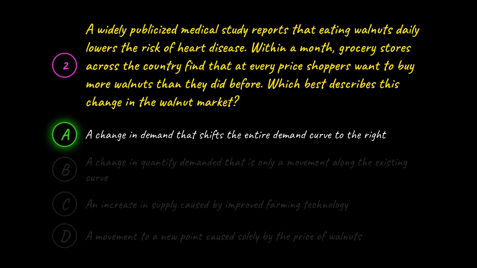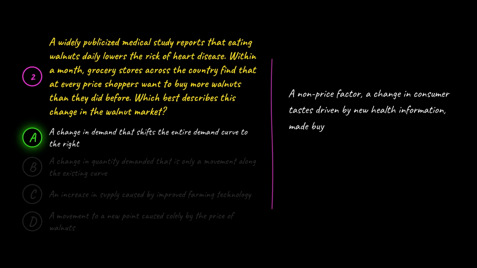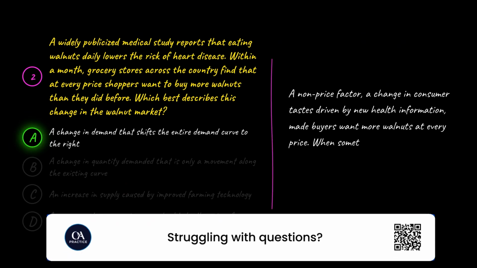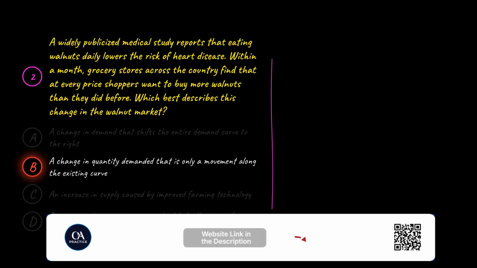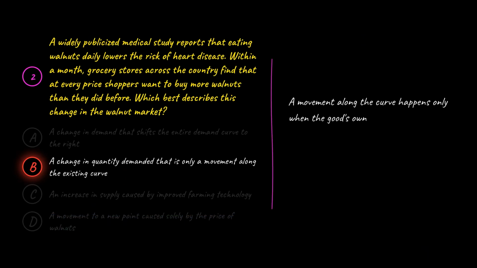The correct answer is A, a change in demand that shifts the entire demand curve to the right. A is correct because a non-price factor, a change in consumer taste driven by new health information, made buyers want more walnuts at every price. When something other than the good's own price changes buying behavior, the whole demand curve shifts, which is a change in demand. B is wrong because a movement along the curve happens only when the good's own price changes.